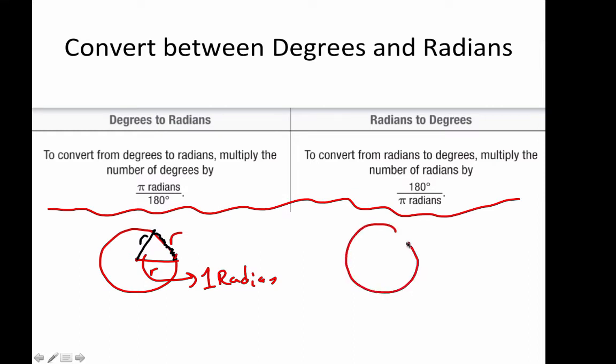So if we thought about something like this, let's say I had a radius of 4 and a radius of 4, and let's say that this distance right here was 10. If I went 10 units, how many radians did I turn? Well, if 1 radian would be 4, 2 radians would be 8, and then I wanted to go 10. So 4, 4, and then 2 more. So I went 2.5 radians.